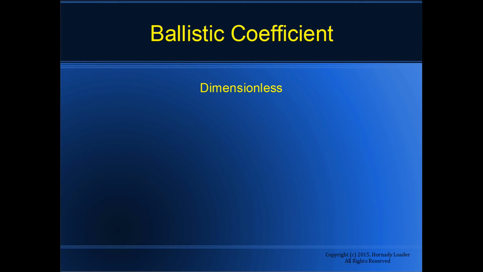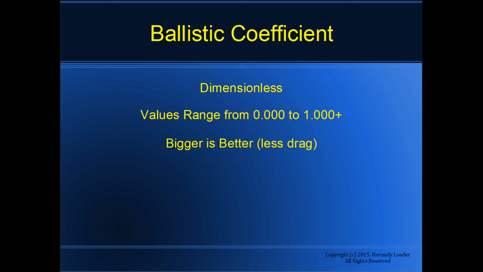Now, ballistic coefficient is dimensionless. It's not measured in inches or grains or foot-pounds or anything like that. It's simply a value. There's no dimension to it. The values range anywhere from 0 to 1 or even higher. Some bullets out there do have a ballistic coefficient of higher than 1, although you won't see any that have a ballistic coefficient of 0. I mean, a rock has a ballistic coefficient higher than 0. So the bigger the number, the better.